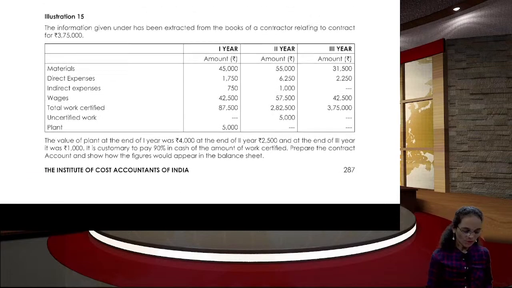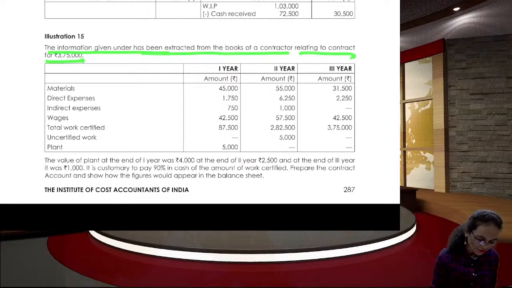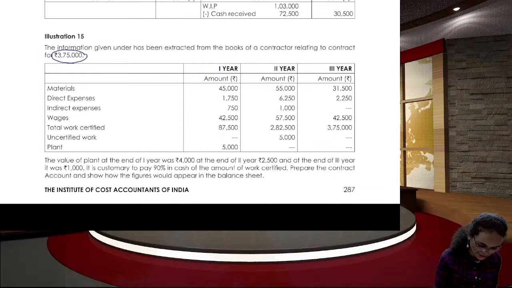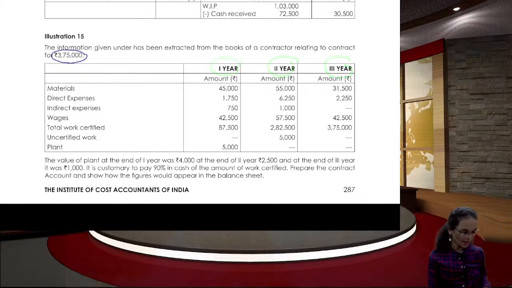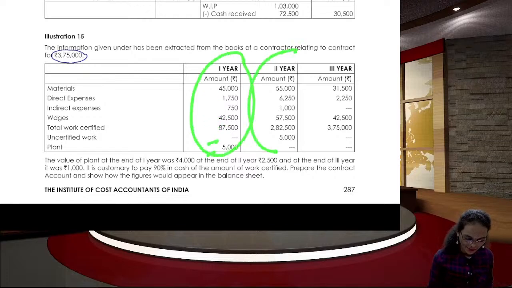Right. So we will go to the next problem. The information given has been extracted from the books of a contractor relating to a contract for 3,75,000 rupees. This is the contract price. See, the information is given for the 3 years: material, direct expenses, indirect expenses, wages, total work certified and uncertified, and plant for the complete 3 years.